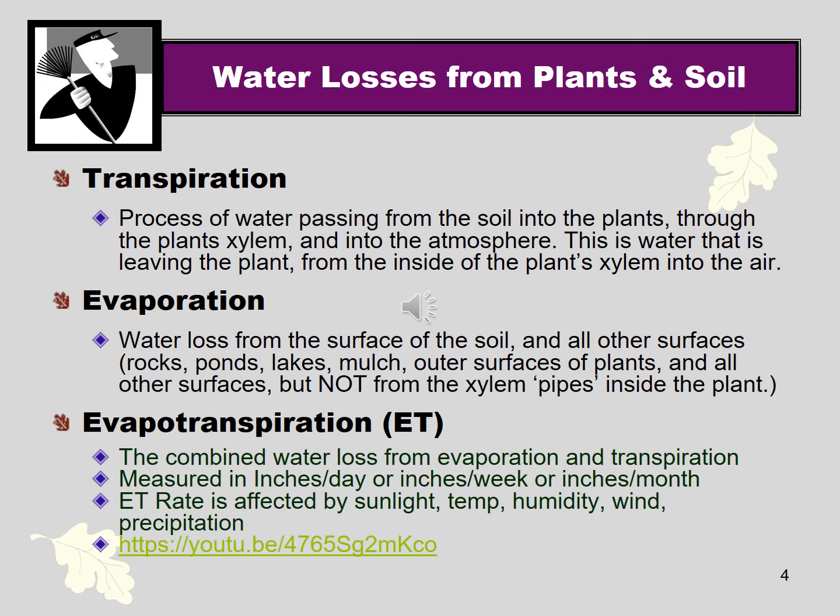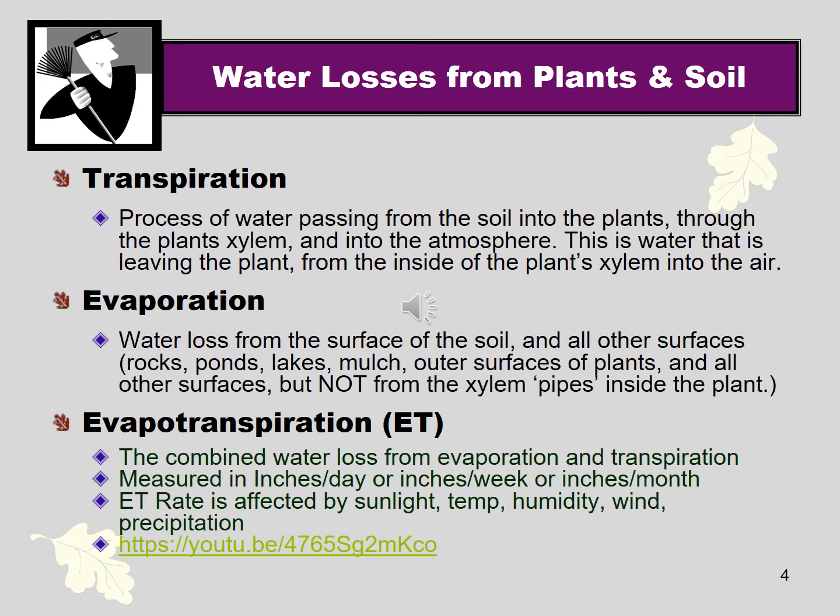Together, they're called evapotranspiration, or ET, and that's the combined water loss of both. It's measured in inches per day usually, or inches per week, or inches per month that is evaporating. And the ET rate, so the rate at which that water is being lost through ET, is affected by sunlight, temperature, humidity, wind, precipitation. You can imagine on a hotter, windier day, more evaporation is happening, more transpiration, more evapotranspiration.